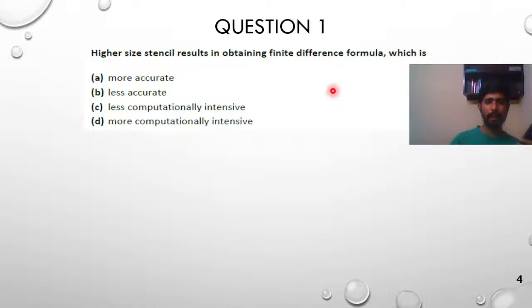Highest stencil size results in obtaining a finite difference formula. They have asked about the accuracy and how much computational time it takes when you have a highest stencil size. By highest stencil size, you mean that there are more number of points, okay, fi, fi plus 1, fi plus 2. So what should be the answer for this?